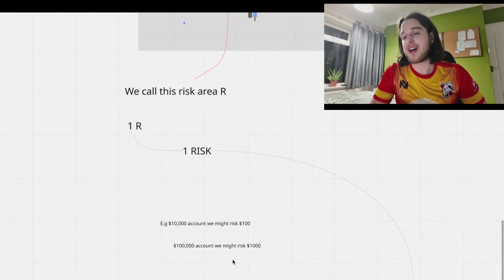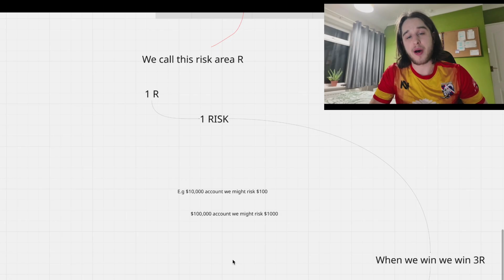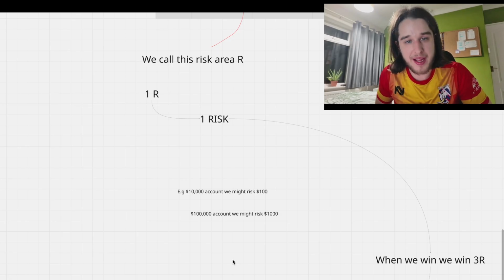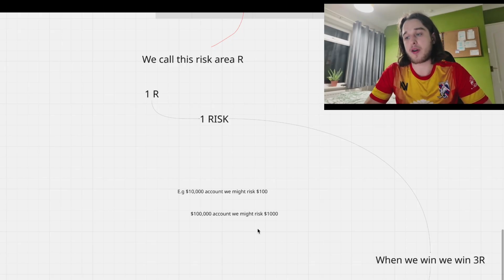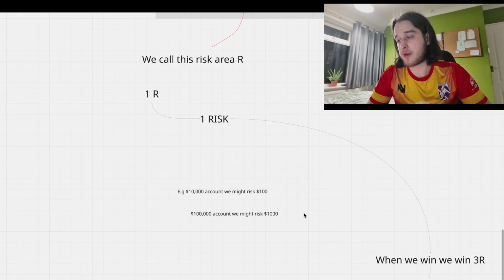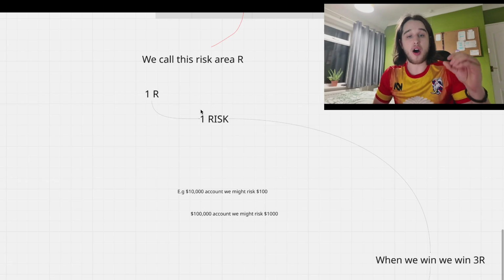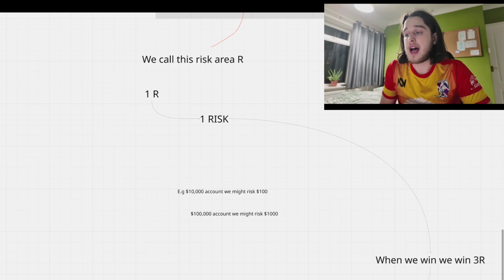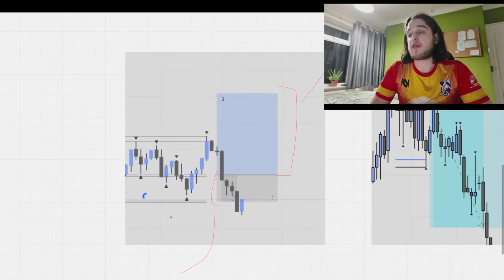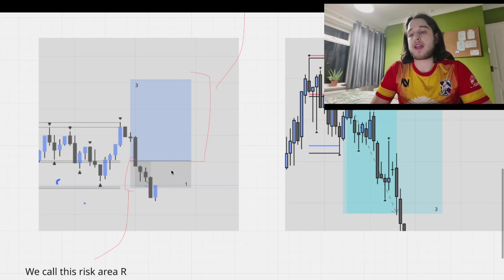All of these could have different account balances, but we will always risk the same fixed amount on that account. So on a 10,000 account, we might risk 100, and on a 100,000 account, we might risk 1,000. We will just call that R, basically just to keep track of it when we are collecting our data in our journal. And when we lose a trade within the Forex strategy, we lose 1 R and we make 3 R.